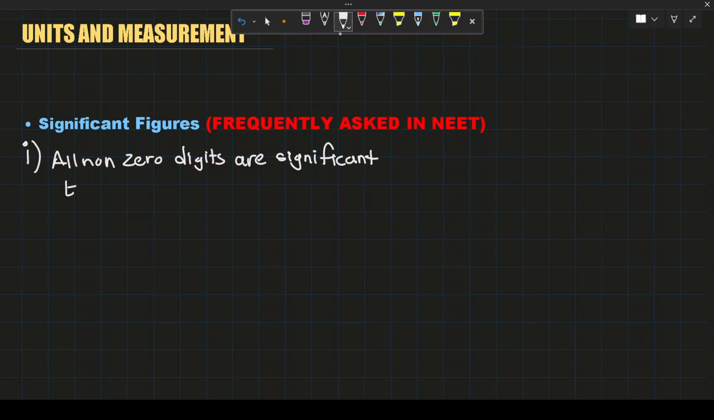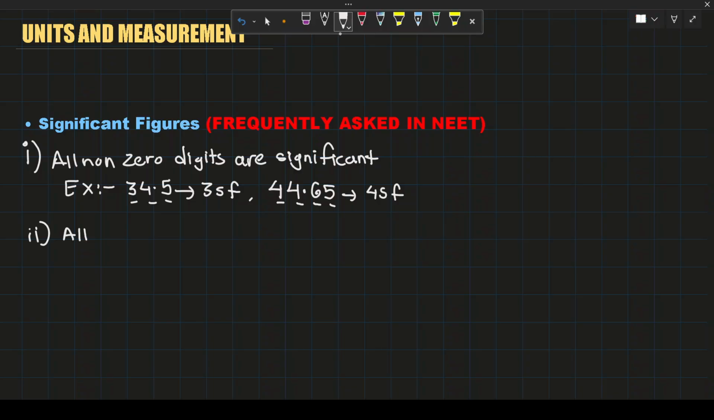Let's say for example, if we take a number, let's say 34.5. You can see all the digits are non-zero. The number of significant figures will be 3. Let's take another example, 44.65. So number of non-zero digits are 4. So 4 significant figures.